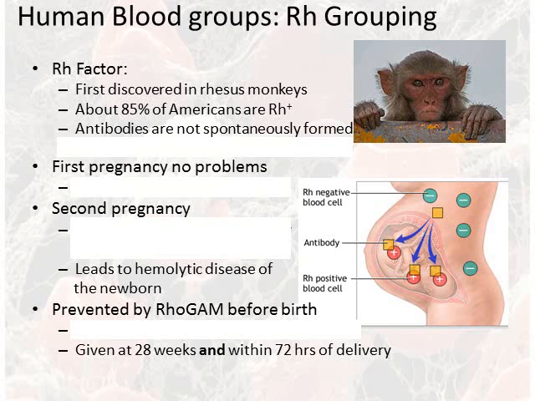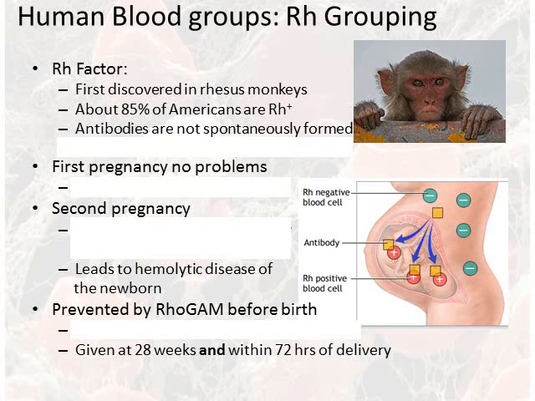Okay, so the other part of blood typing is this thing called the RH factor, RH grouping. Okay, so the RH factor was discovered first in rhesus monkeys, these little guys right here, and that's why it's called RH. Okay, so about 85% of Americans are RH positive, meaning that they have the RH antigen on their red blood cells. Okay, with this one, it's a little bit different.